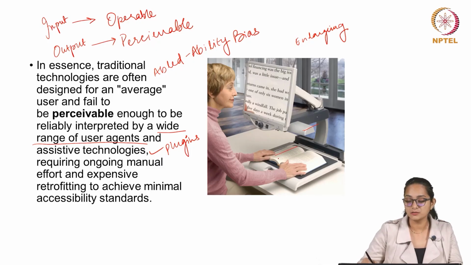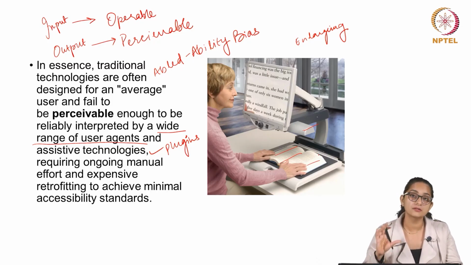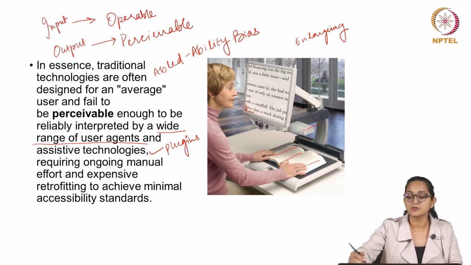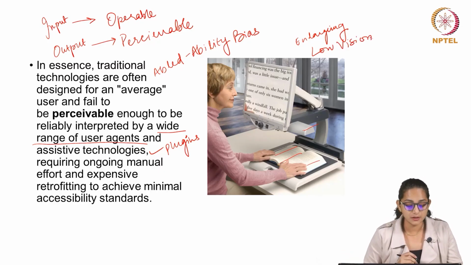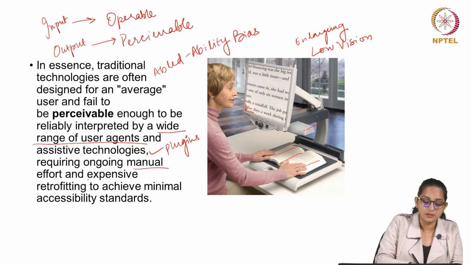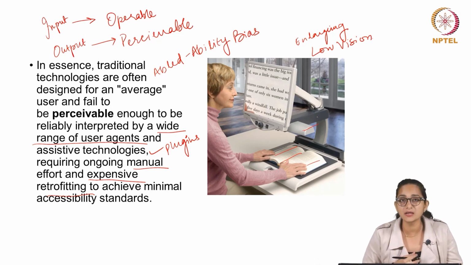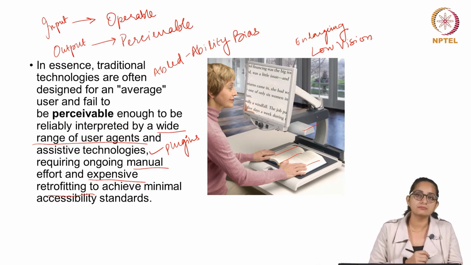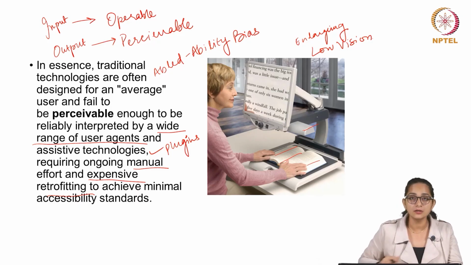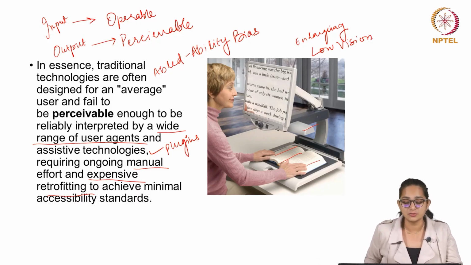So here there is a book, and it's like a magnifying glass basically, and it shows the text in a very big format. So it is primarily for low vision readers, requiring ongoing manual effort. They may be expensive to retrofit, and even to achieve minimal accessibility standards, it may be very difficult with the traditionally known technologies.